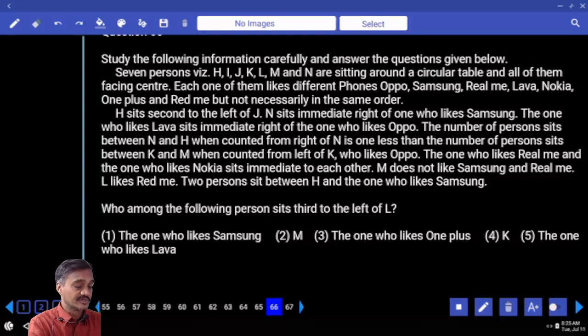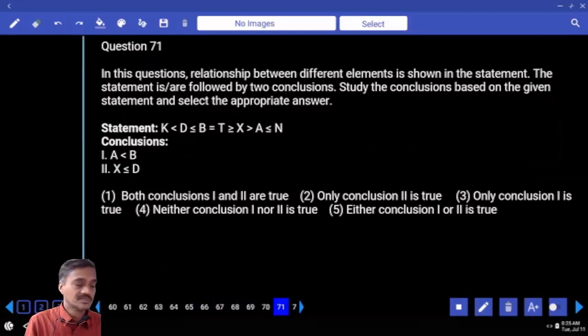Second priority, definitely under the second priority. Though the persons are facing towards the center, you still need to take this as second priority. Then after this, question number 71 onwards. Now 71 onwards, first or second priority? Definitely under the first priority.